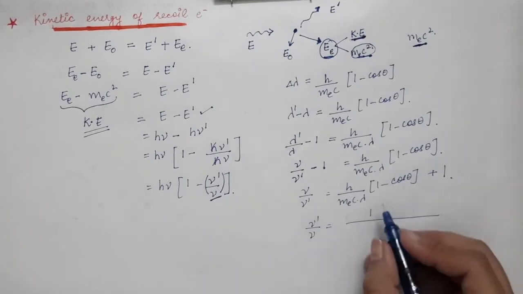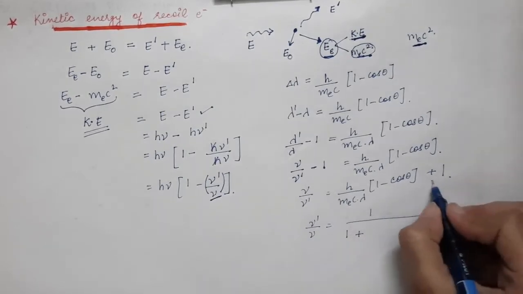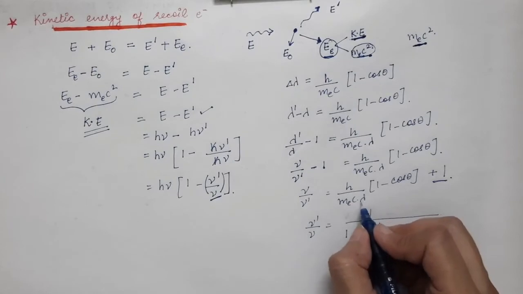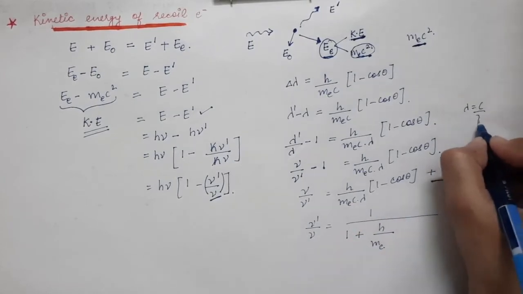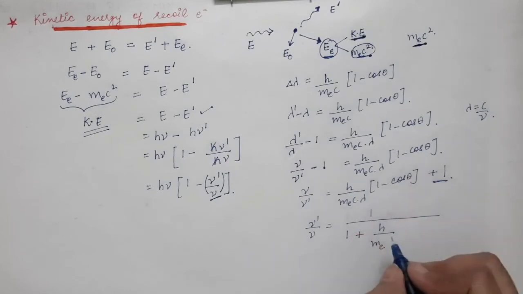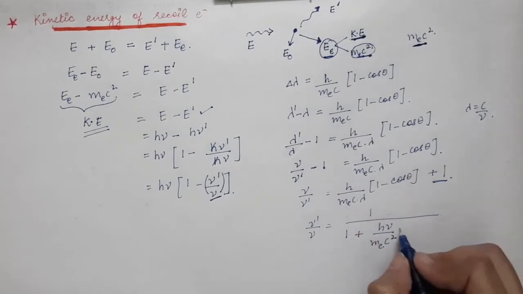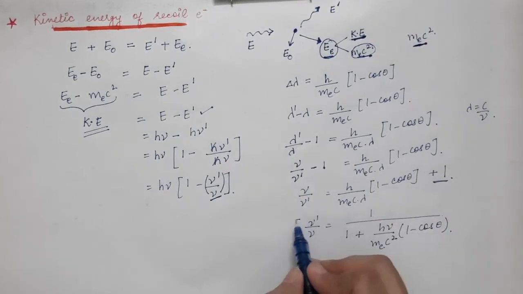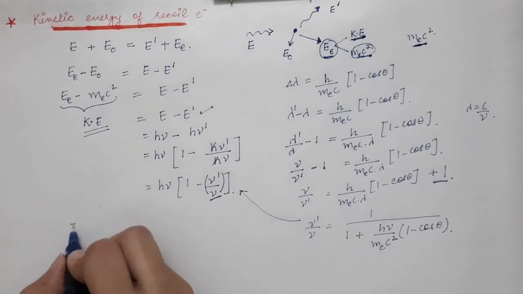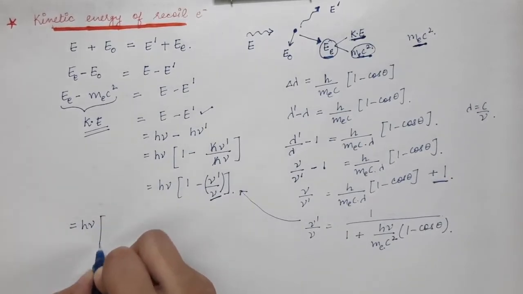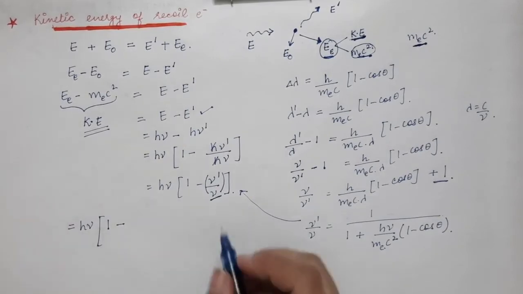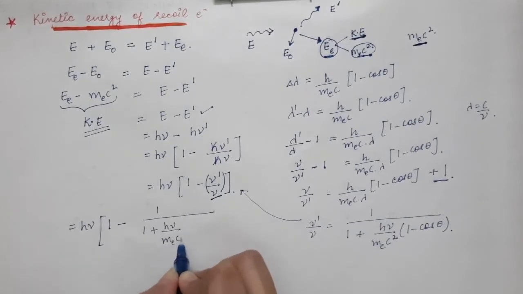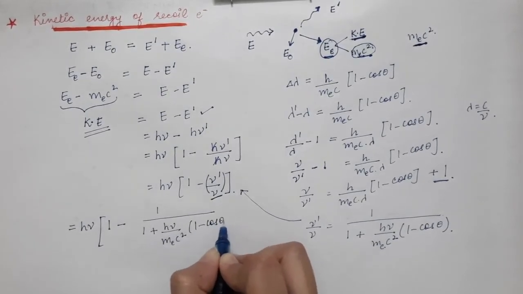1 plus h by m_e c lambda into 1 minus cos of theta. Over here we have lambda, so lambda can be written as c by nu, so this will be h nu by m_e c squared into 1 minus cos of theta. So we are going to substitute this over here. So kinetic energy of the recoil electron will be h nu times 1 minus nu prime by nu, which is 1 divided by 1 plus h nu by m_e c squared into 1 minus cos of theta.